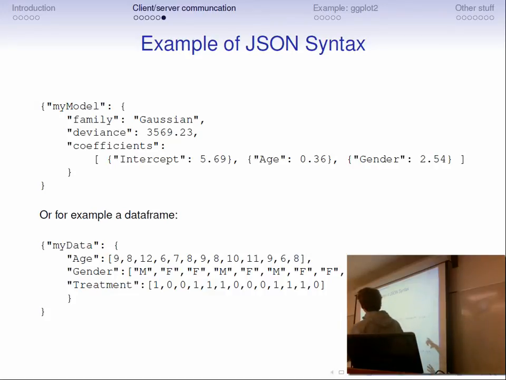Everything between the curly braces is like a list of key value pairs. And if you have square braces, you don't need the keys, you only have the values. And then a value can be a primitive value, it can be an array, or it can be another object. So that works recursively, of course.